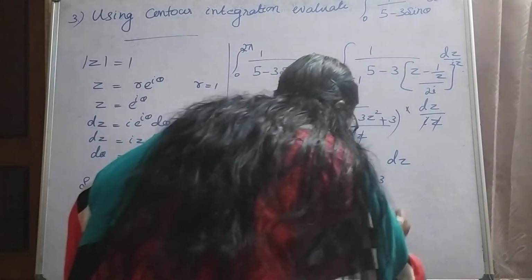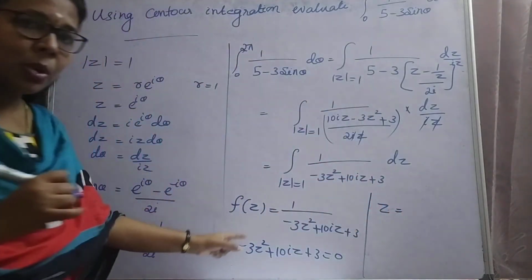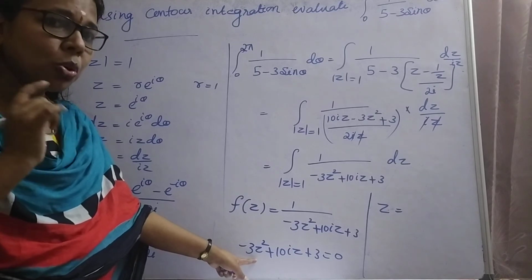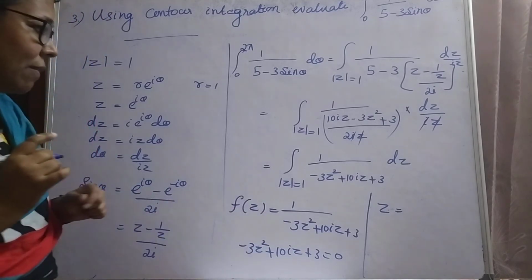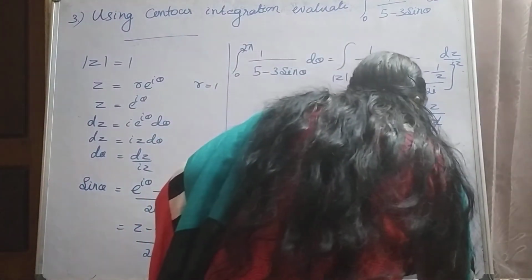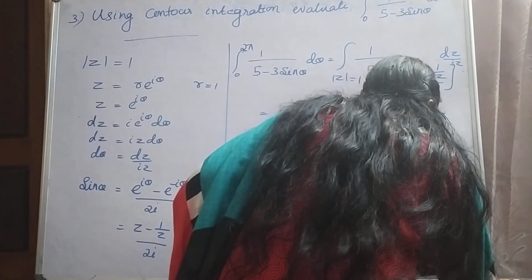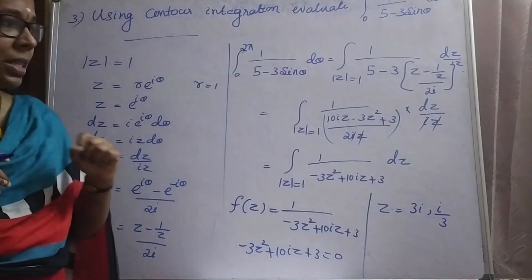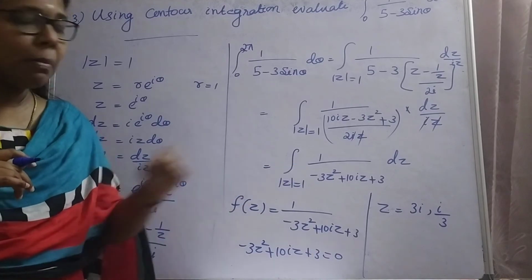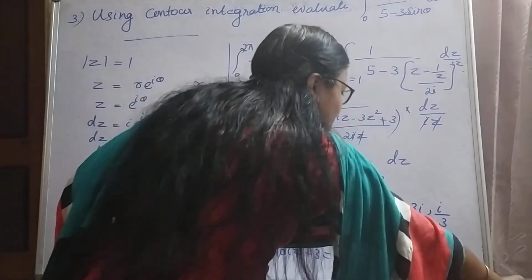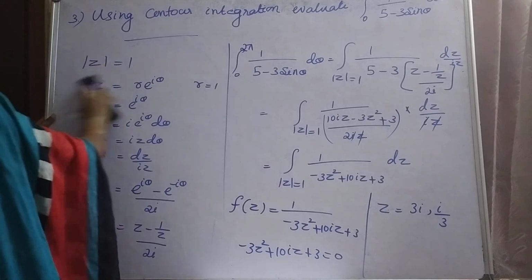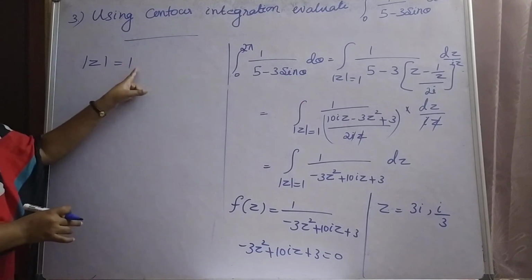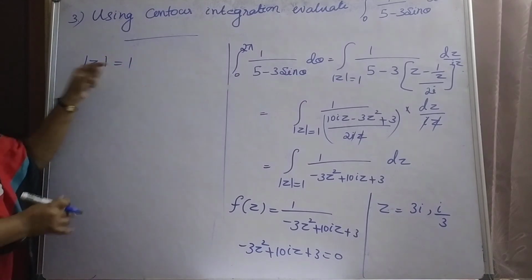Here, this is a quadratic equation in z. Then by using the formula z equal to minus b plus or minus root of b square minus 4ac by 2a, we get z equal to 3i and i by 3. We obtain two singular points which are 3i and i by 3. Here our contour is mod z equal to 1, which is a circle with center 0, 0 and radius 1.